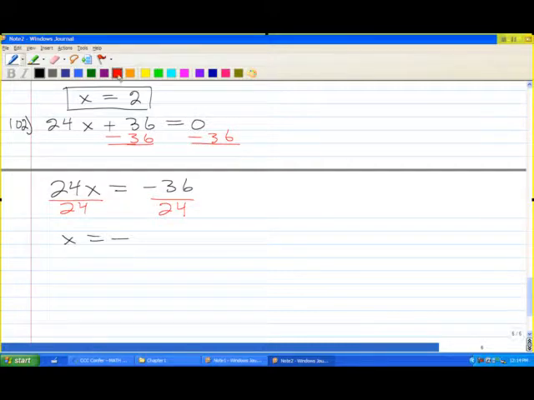I can divide both 36 and 24 by 12. So let's do that. I think I said it wrong. 36 divided by 12 is 3. 24 divided by 12 is 2. And so I have that x is equal to negative 3/2.